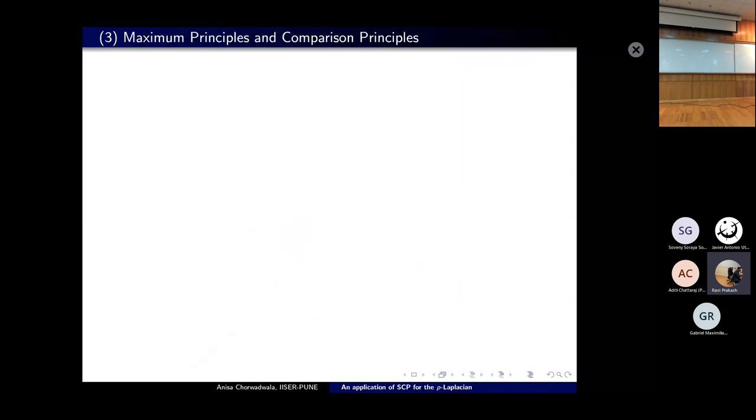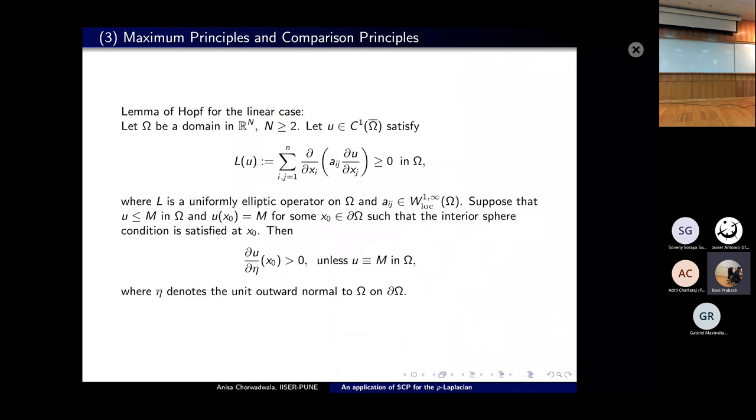I will not have time to go through the complete proof, but then we compare the values and, in the linear case, we were applying the maximum principle. So let me quickly recall the maximum principle that we apply in the linear case. Suppose you have a linear differential operator like this, where the Aij's are nice coefficients, and you are talking about a C1(Ω̄) solution to this differential inequality.